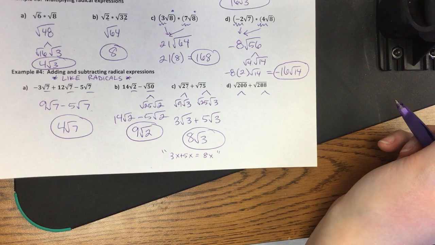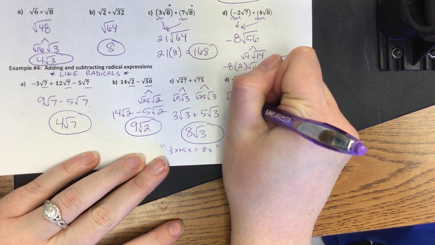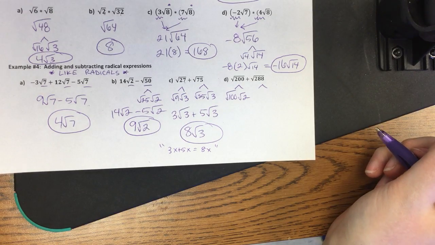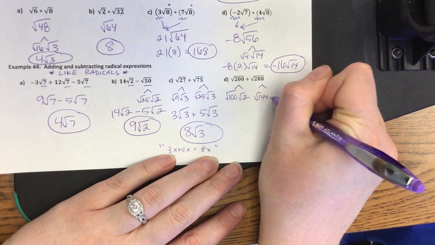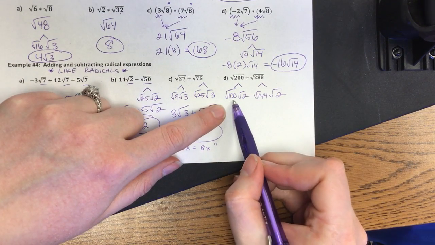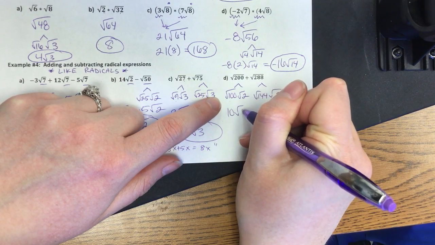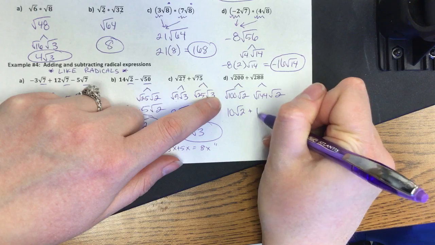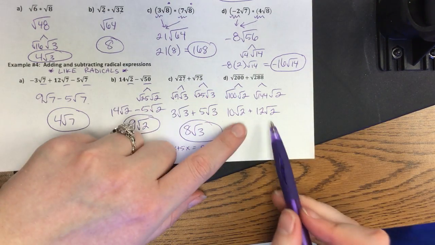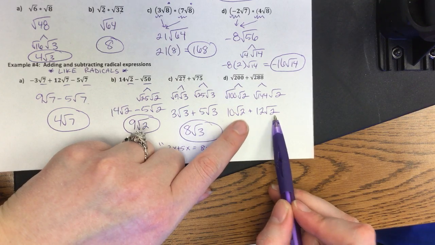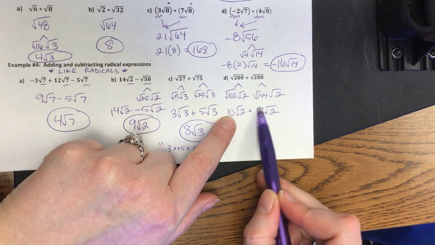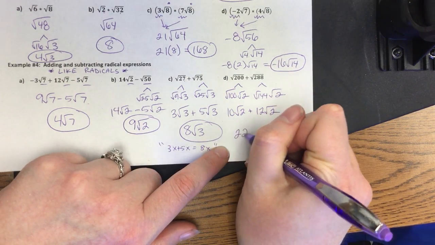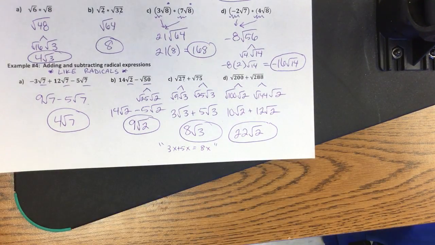All right, let's take a look at this one. 200. That one's pretty quick to recognize. Hopefully you've got 100 times 2. And then this one is a 144 and a 2. Square root of 100 is 10. Square root of 144 is 12. Now they match. Now I can add them, but remember they have to stay the same. 10 pizzas plus 12 pizzas gives me 22 pizzas. They have to stay the same radical.